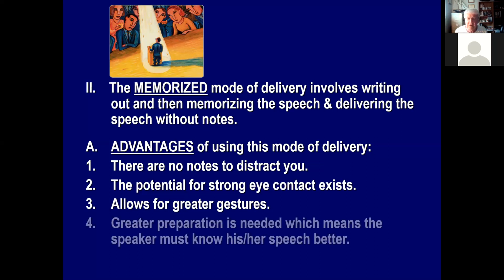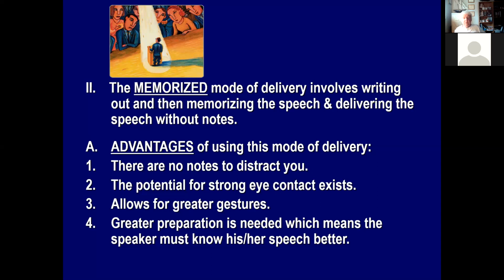There's greater preparation that's needed, which means that you know your speech a whole lot better. And that's really important. You know your material really well. You see, you have to prepare the speech. You have to think about it, outline it. Then you have to write it out. Then you have to memorize it. That's a lot of work. But this is how some people give their speeches and do incredibly well in doing it this way.